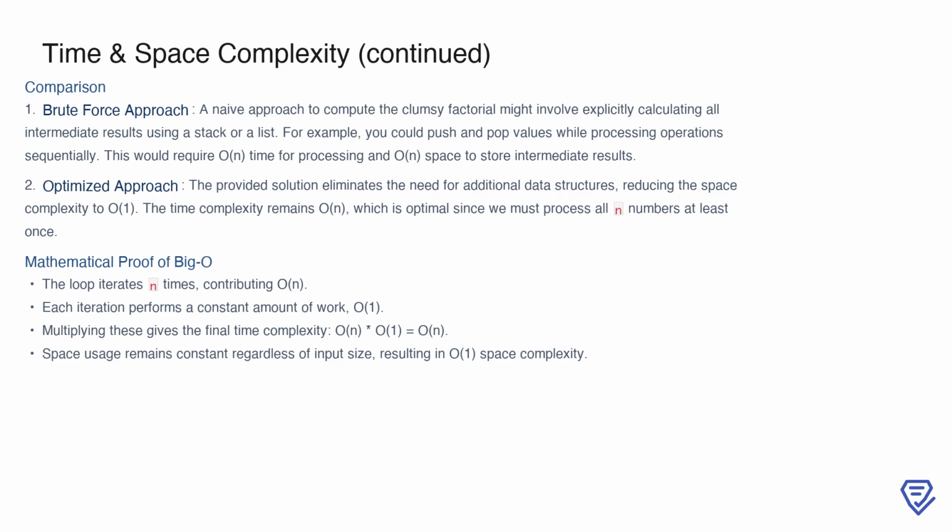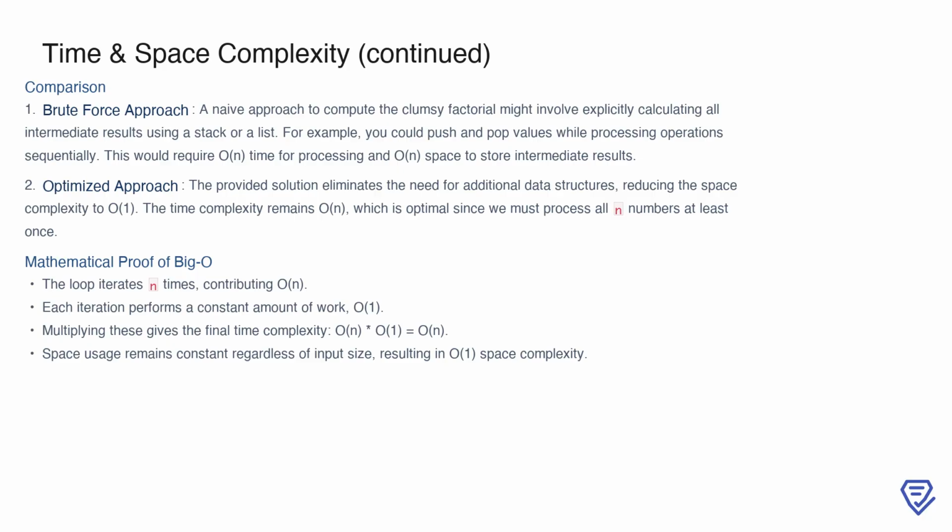In a naive implementation, we might use a stack or a list to store intermediate results while processing each operation. This would increase the space complexity to O(n), as the memory usage would scale with the size of the input. Additionally, the time complexity would also be O(n), as we still need to process all n numbers. However, the optimized approach we've discussed avoids the use of such additional data structures, keeping the space complexity at O(1) while maintaining the time complexity at O(n).